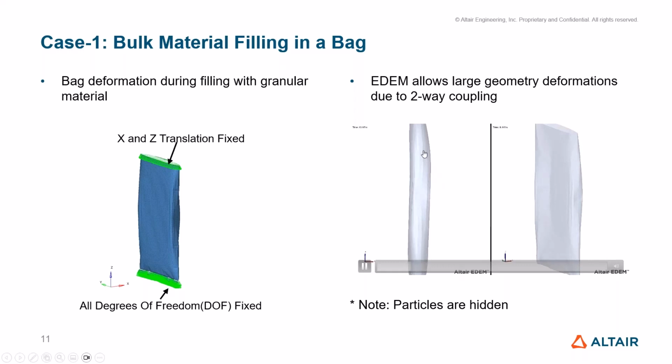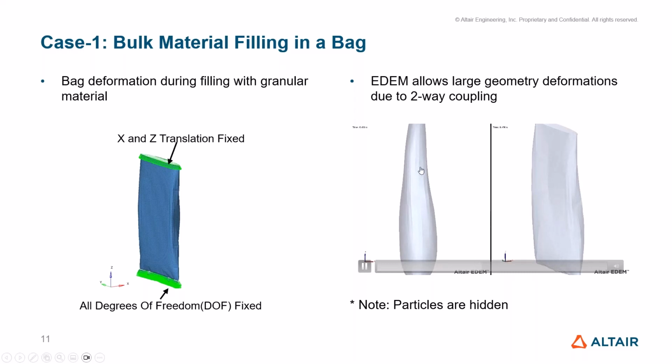Here the particles are hidden, but you can see how the geometry deforms once the material is loaded. This is an EDEM simulation, not FE geometry or FE results. You can clearly see that when the material is loading, the geometry deforms like the expansion of a balloon-like structure. This kind of structural deformation can now be easily reproduced with EDEM and OptiStruct two-way coupling.